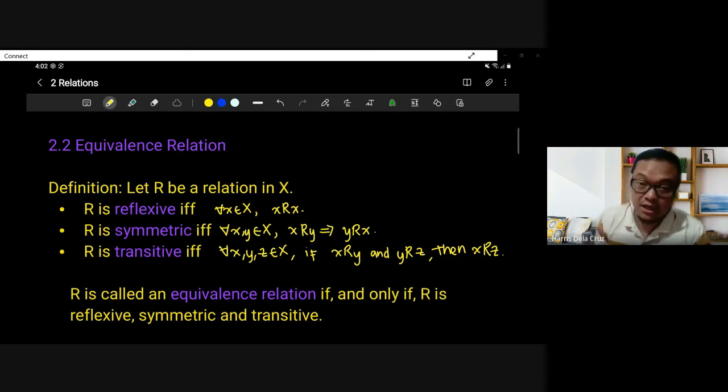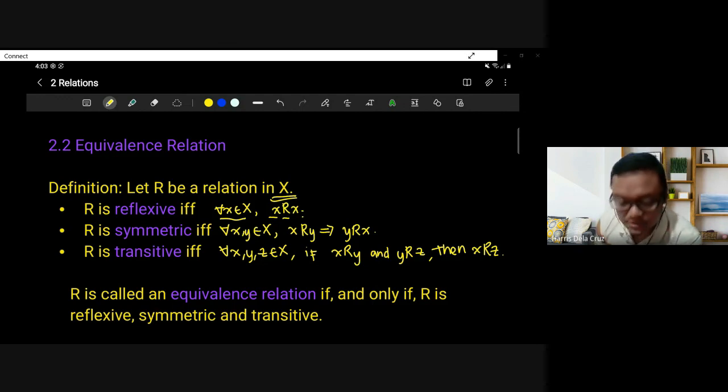So let R be a relation. We are restricting A and B to be the same set. So we're just talking of the same set here. Let R be a relation in X. Reflexive means any element X is related to itself. So X is R-related to X. Symmetric, if and only if for any two elements of X such that X is related to Y, then Y must also be related to X.